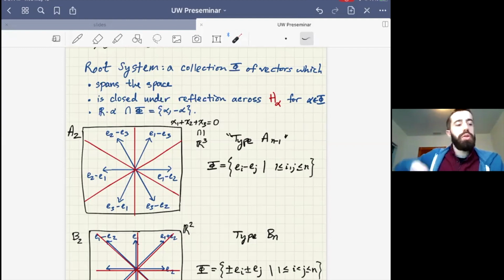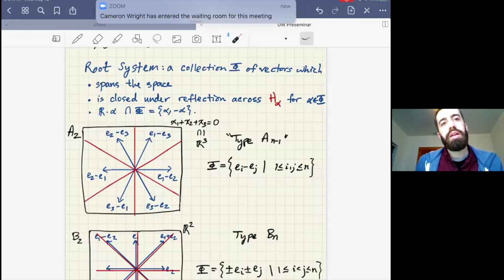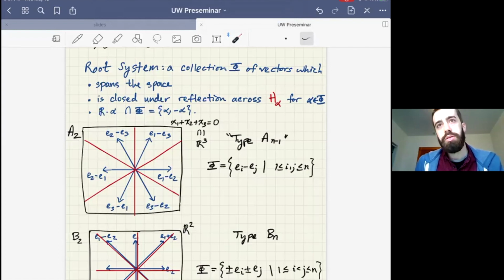So in this picture labeled A2, I've drawn the roots in blue. These are vectors of the form e_i minus e_j. And in red, I've done my best to draw hyperplanes perpendicular to these roots. Notice that given any one of these red lines, if I reflect across that line, my root system is symmetric. So it has symmetries across all of those lines. And if we were in higher dimensions, I would have hyperplanes instead of lines.